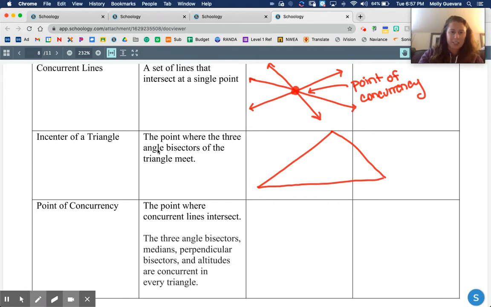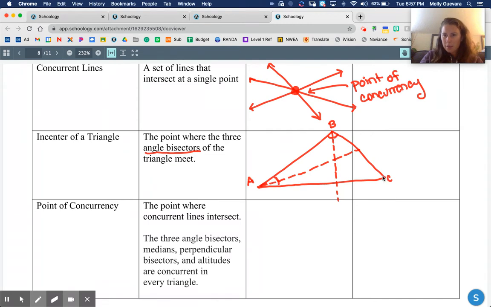And the incenter is the point where the three angle bisectors of the triangle meet. So if I take this angle, well, I should label it, right? A, B, C. So if I go from vertex B and I split this angle in half, so that this angle and this angle are the same. Okay, and I'm going to do the same thing with angle A. I'm going to split it in half so that this angle and this angle are the same.